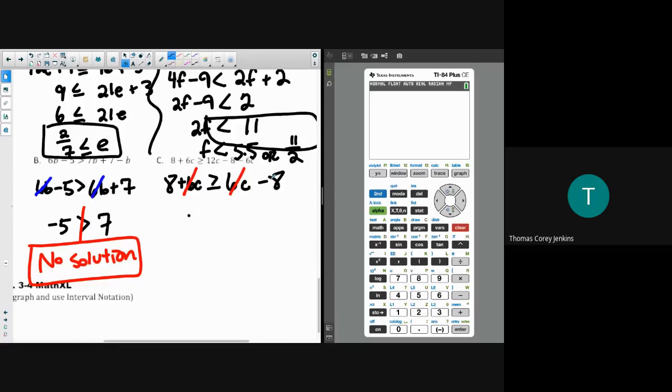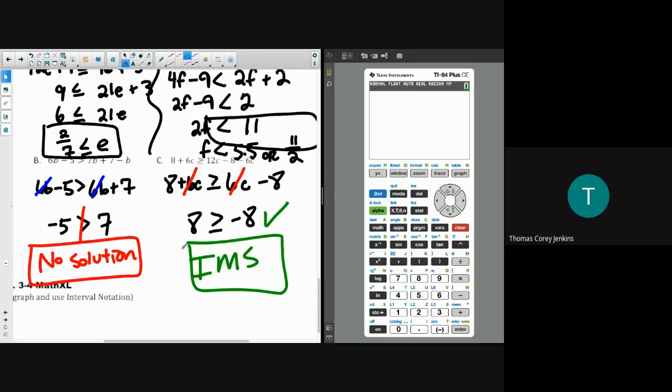All right, so obviously they are not the same number. 8 is not the same as -8. Okay, if this were an equal sign, that would be no solution. But now you've got to read it because it's an inequality symbol. This says 8 is greater than or equal to -8. Well, positive always is greater than a negative. So this would be an example of a true statement. And if you get a true statement, that would be IMS, or identity, or all real numbers. Just some different ways you can say that.